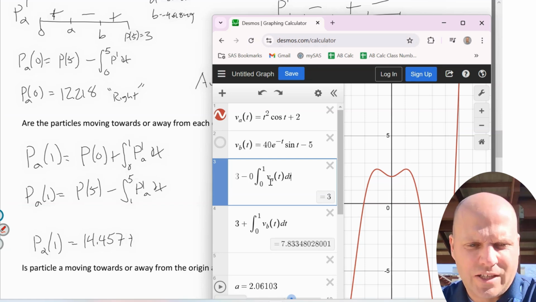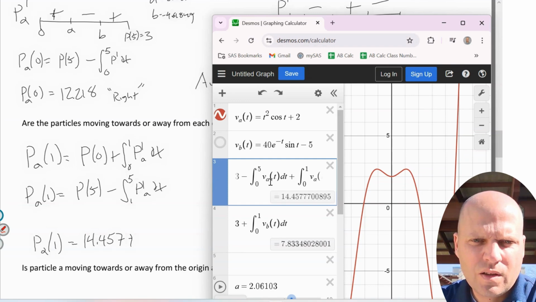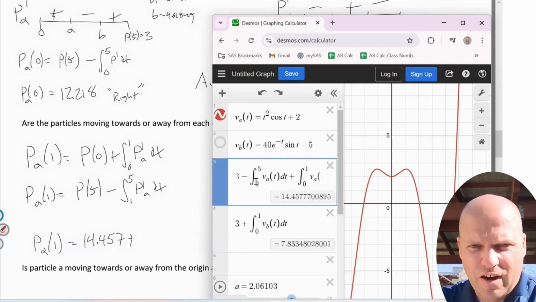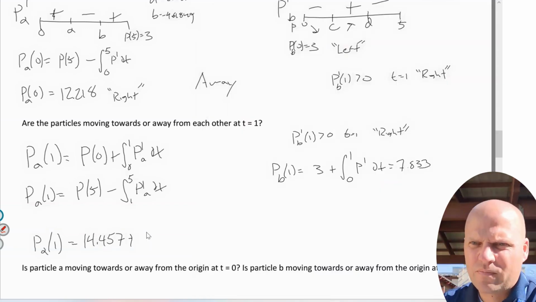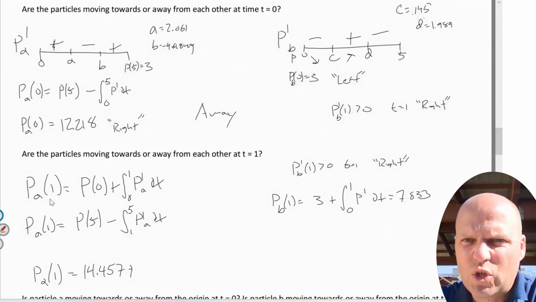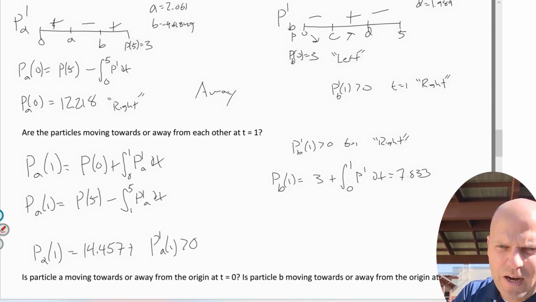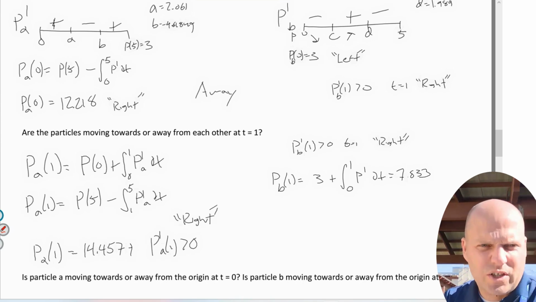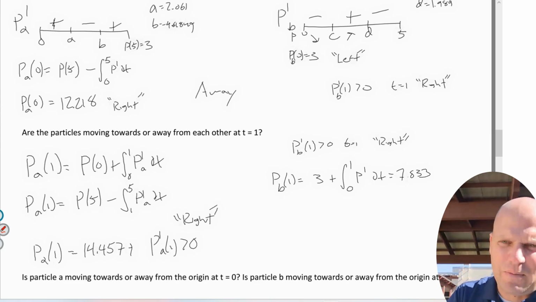You can either go all the way back to zero and then go from 0 to 1, or we can just go straight to 1. What was this time up here? 2.061. So that means I'm moving to the right. P prime of A at 1 is positive. So I'm moving to the right. So this is a horrible question. They're moving in the same direction.